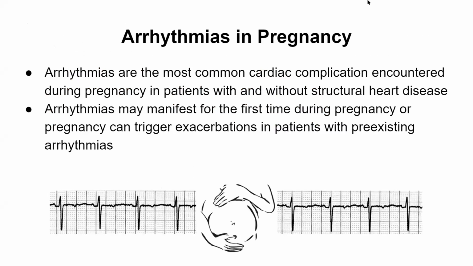Arrhythmias in pregnancy. Arrhythmias are the most common cardiac complication encountered during pregnancy in patients with and without structural heart disease. Sometimes a patient will have an existing arrhythmia that they're being treated for, and sometimes they have a mild cardiac condition that becomes an arrhythmia during pregnancy. Pregnancy can trigger exacerbations in patients with pre-existing arrhythmias.